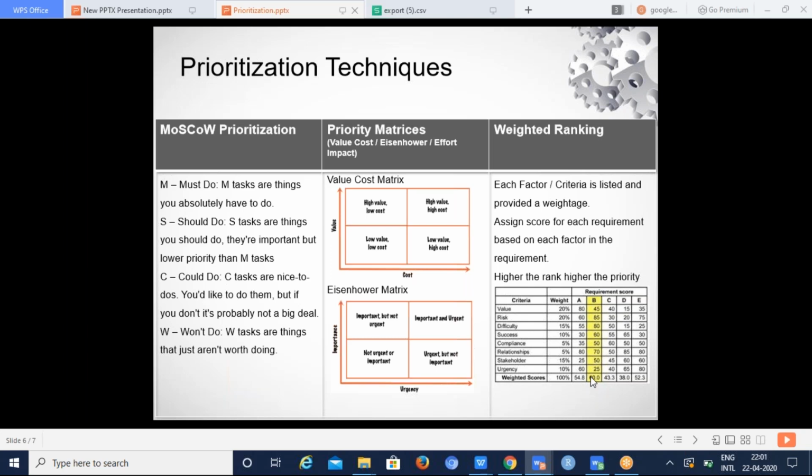Okay, so relationship here is the coordination between the teams and everything, and for stakeholders, we can also prioritize stakeholders, like we can prioritize the stakeholder of A rather than B, right?